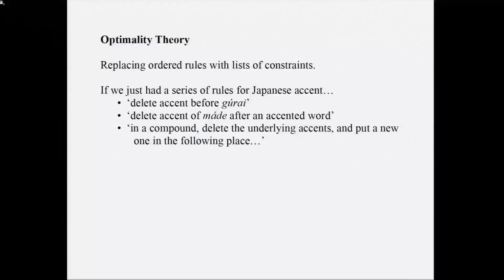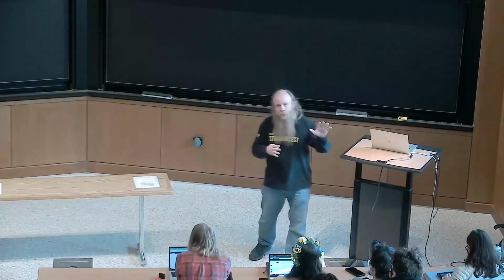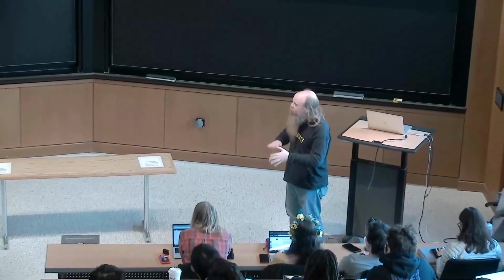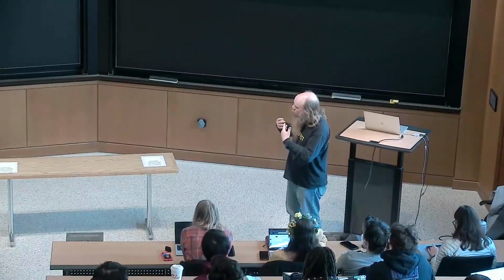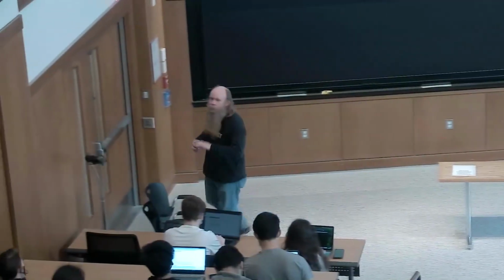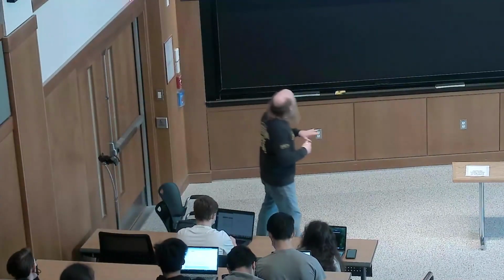One of the rules, the highest ranking rule, was don't have more than one accent in a word. And what we saw last time was that there are various things that Japanese does to achieve this, depending on the situation. So there are words like gurai, which I think I translated last time as even, which are accented, and if you attach them to another word that's also accented, you delete the accent on the first word, on the word you're attaching gurai to.